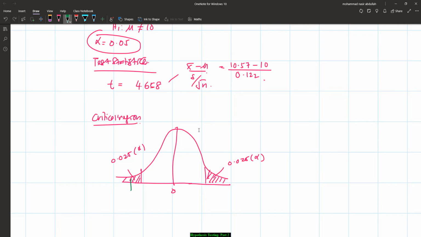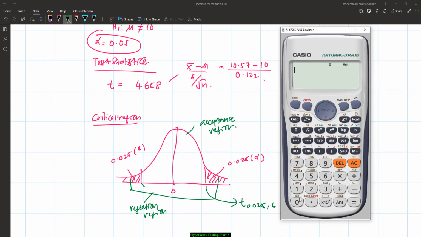So we know that from here, these two region is a rejection region, and this is acceptance region, right? So now, since we have two-sided, if you want to find using T statistical table, so this one should be T 0.025 with degree of freedom 6400 minus 1. So 6399 kan?